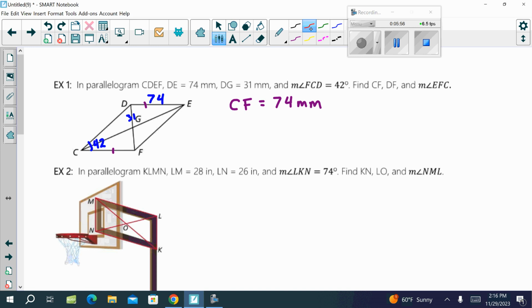Everybody good there? Okay, DF. What do we know about DF? Okay, so DF is the whole diagonal, right? So 31 is going to be congruent on both sides, so you can add those to be 62, because it was bisected.